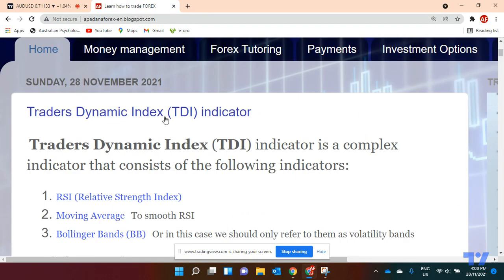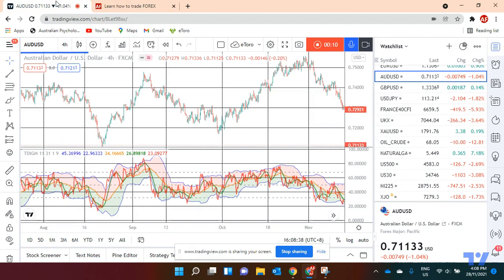Today I want to talk about another indicator called Traders Dynamic Index Indicator or TDI. We are using trading view charts today and we are looking at Australian dollar versus US dollar, and this is the 4-hour chart. As you can see, I already added the indicator to the chart.